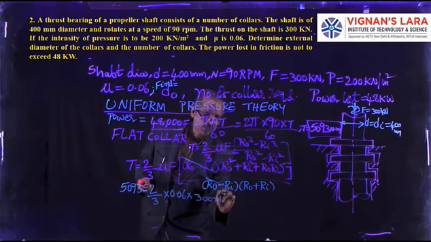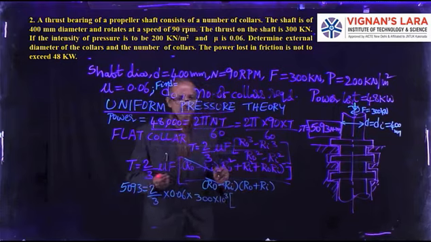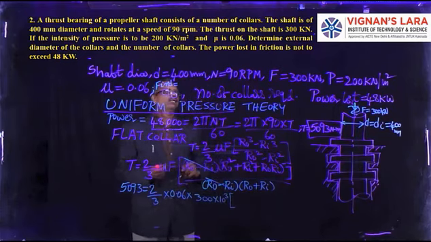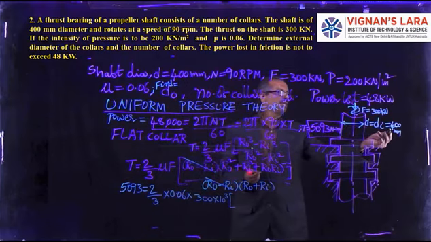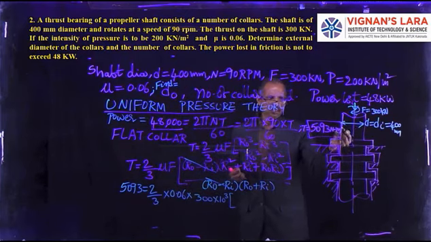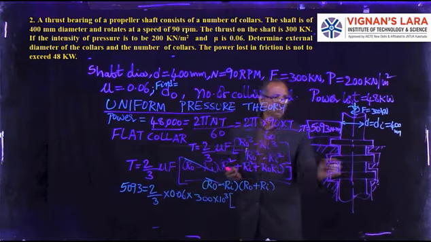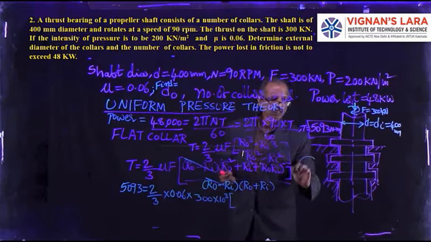300 into 10 power 3, I will write in newtons. And here, what is given? Inner diameter is given. So what is inner diameter? Collar, if you consider collar as a circular.